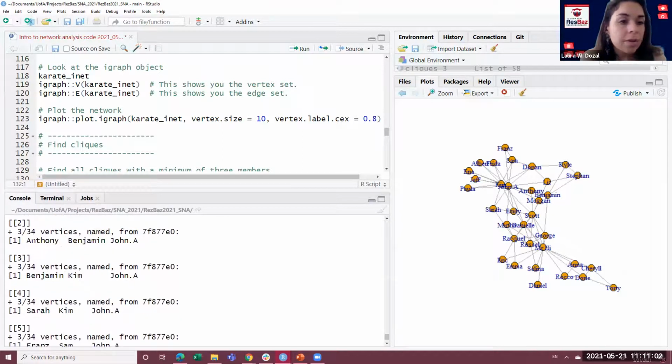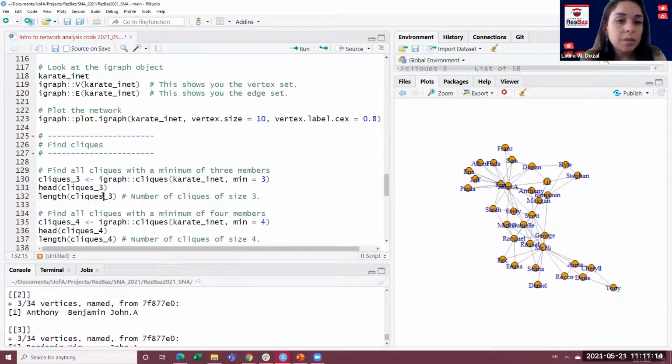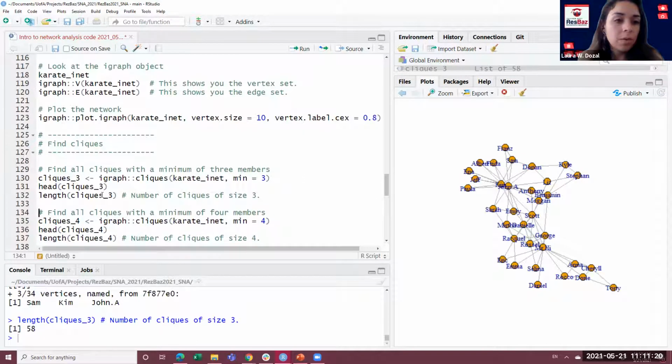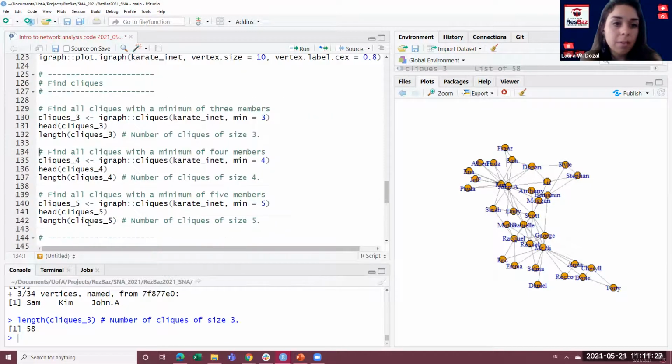And so here, our first clique is Annie, Benjamin, and John A. And then we have Benjamin, Kim, and John A. And then Sarah, Kim, and John A. and so on. So essentially triads within the network. And we see that there are 58 triads within the network.